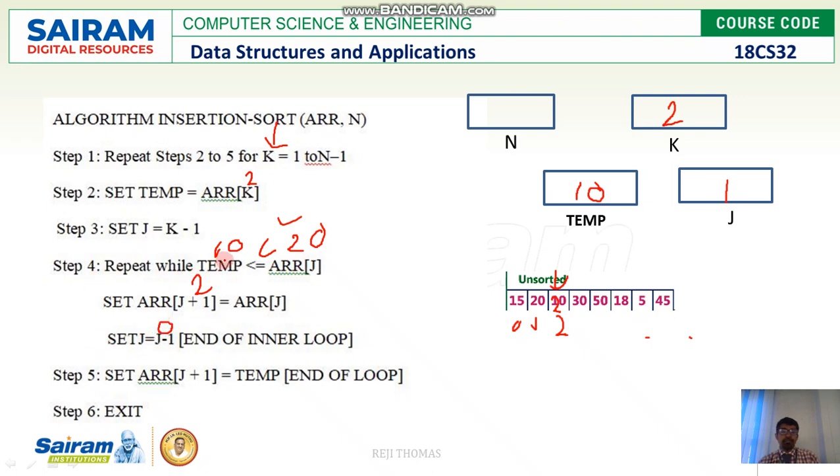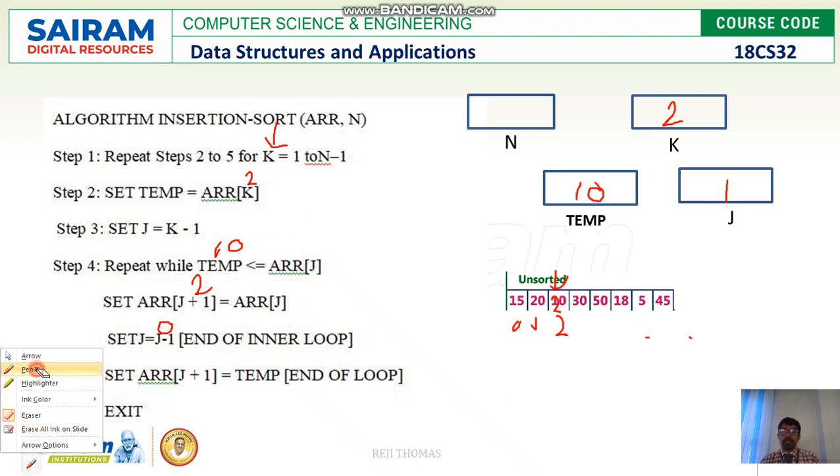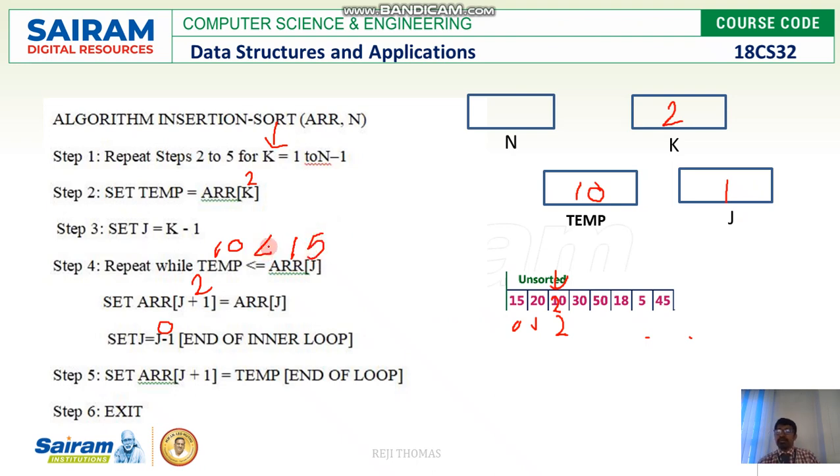Repeat while temp remains as it is. Array of j. What is array of j? J value is 1, so you have to take the next element. So 1 minus 1 is going to be 0. This is going to be 15. You have to compare this. Compare whether 10 is less than 15. Yes. So set j plus 1.